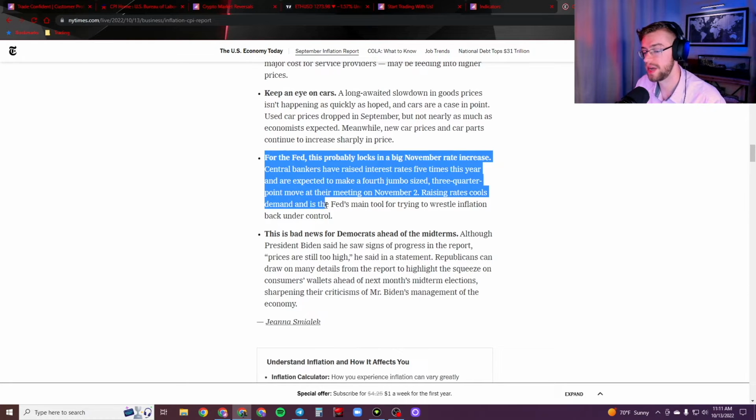Raising rates cools demand and is the Fed's main tool for trying to wrestle inflation back under control. So, in conclusion, overall inflation rose to 8.2% for September. Month over month, the core inflation rose to 6.6%, which is a 40-year high. This will likely result in the Fed raising interest rates by another 75 basis points. This will likely see lower demand throughout the rest of the economy, which will slow things down, and we will likely see continued recession after that. With that, let me show you how the crypto markets actually responded.